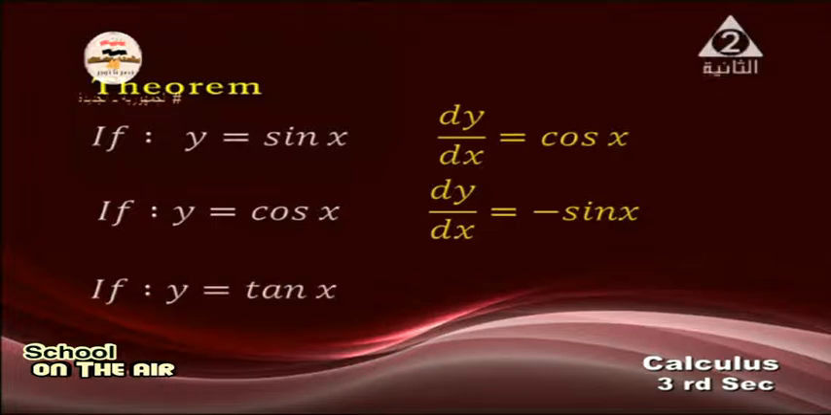And if y equals tan x, then dy/dx equals sec squared x. Then the derivative of sine x equals cosine x. The derivative of cosine x equals negative sine x. The derivative of tan x equals sec squared x.